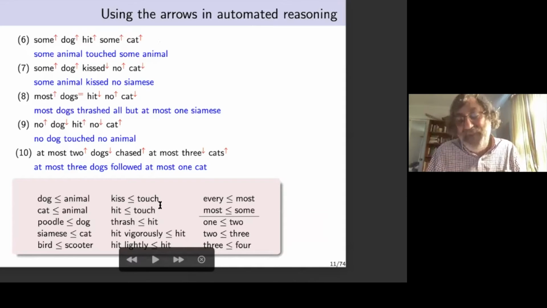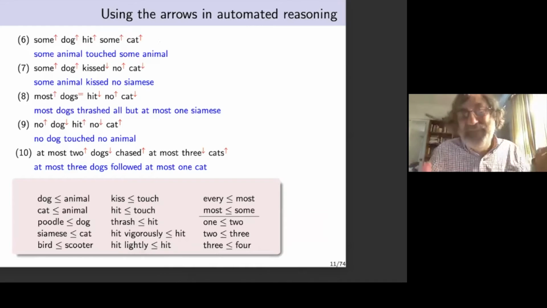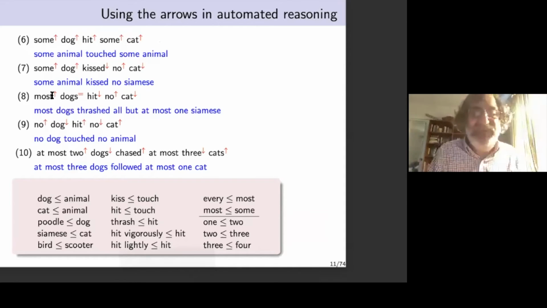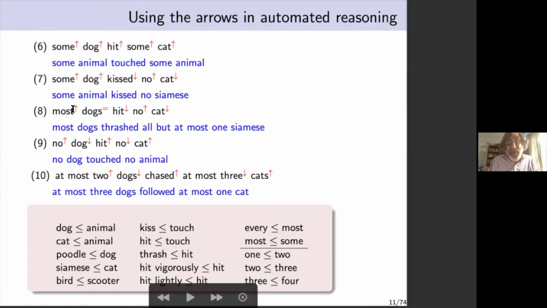Now, of course, these might be wrong. They might be temporary assumptions. It doesn't really matter. This whole thing has an architecture where I'm doing the inference without translating to first order logic. In fact, I can't really translate it to first order logic because I have this most here, and the whole thing is higher order in a very serious way anyway. So we have most dog hit no cat. The most goes up, but I'm not going to replace it. I could replace it by some if I want.